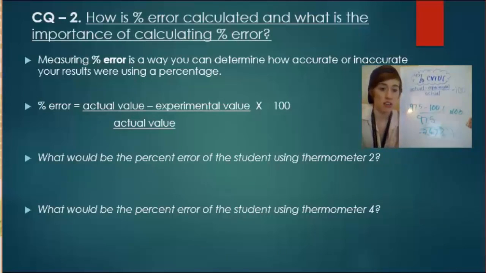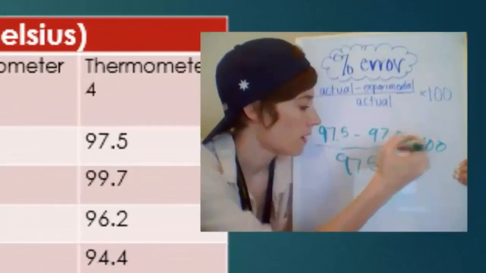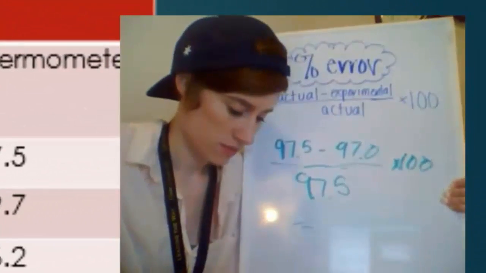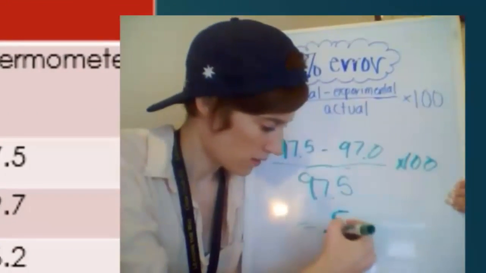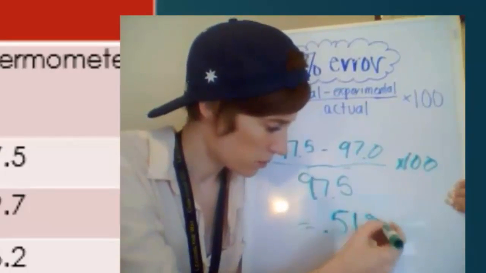The last question is, what would be the percent error of the student doing thermometer number 4? Go ahead and pause the video and calculate it on your own, and then start it and check your answer. Okay, so I would still be using my same actual temperature, but my experimental, when I put that into the calculator, I get 0.51%.